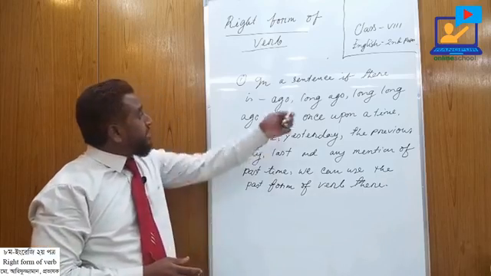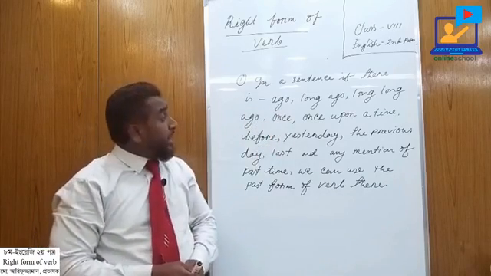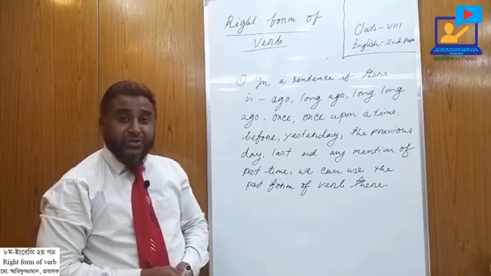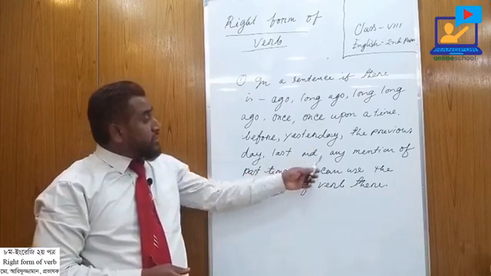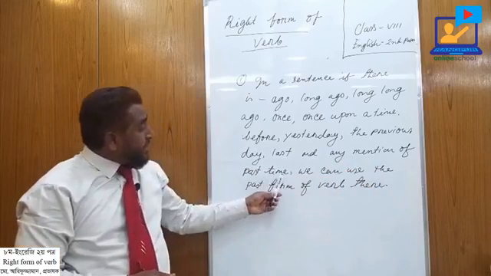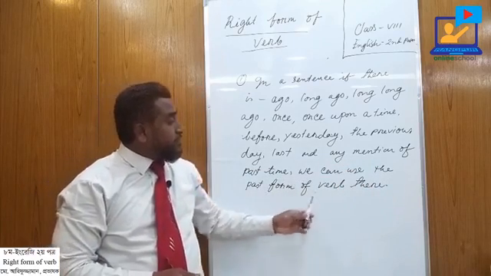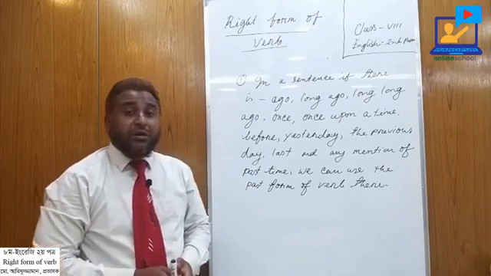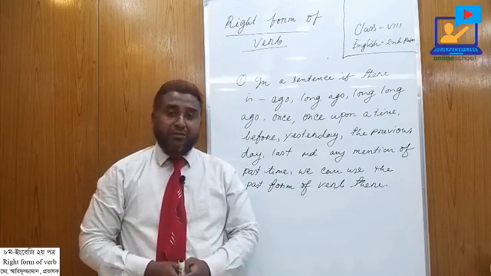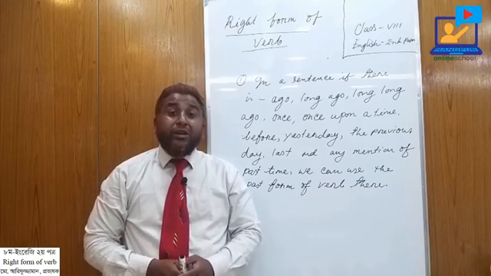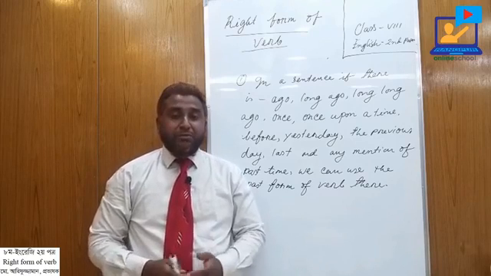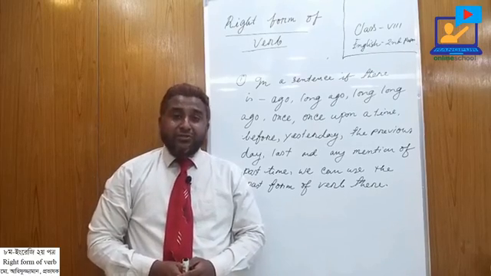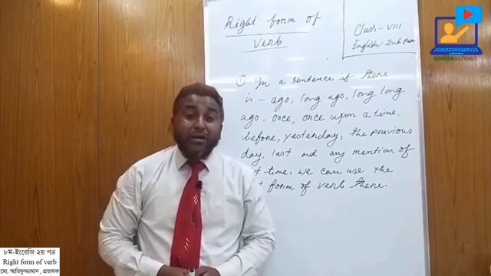In a sentence, if there is ago, long ago, once upon a time, before, yesterday, the previous day, last, or the mention of past time, we can use the past form of verb there. Dear learners, you have already understood where we can use past form of verb. Actually, when we learn any type of story, suppose once upon a time there was a king. Here, was is the example of past tense.